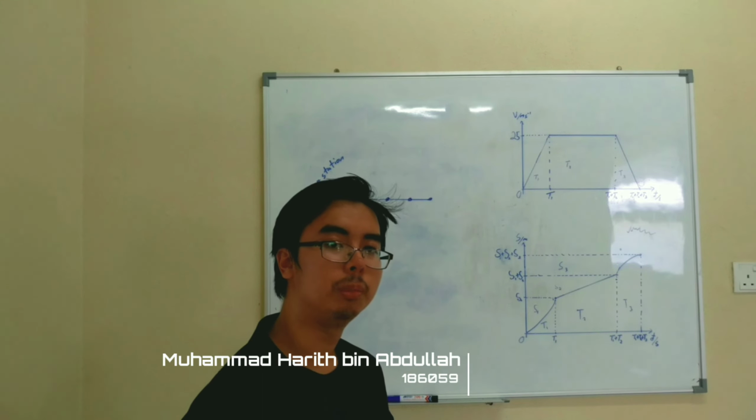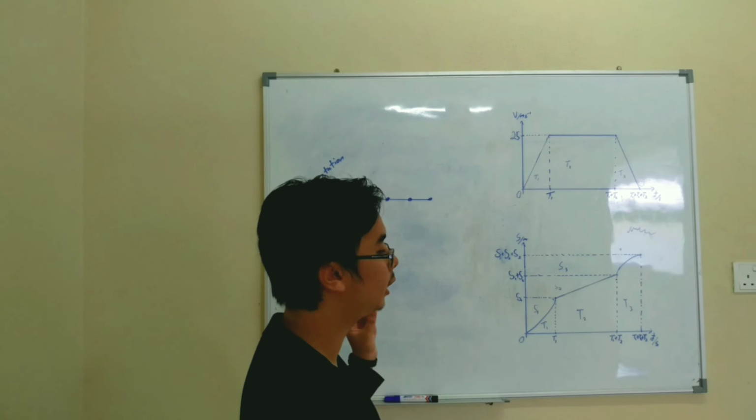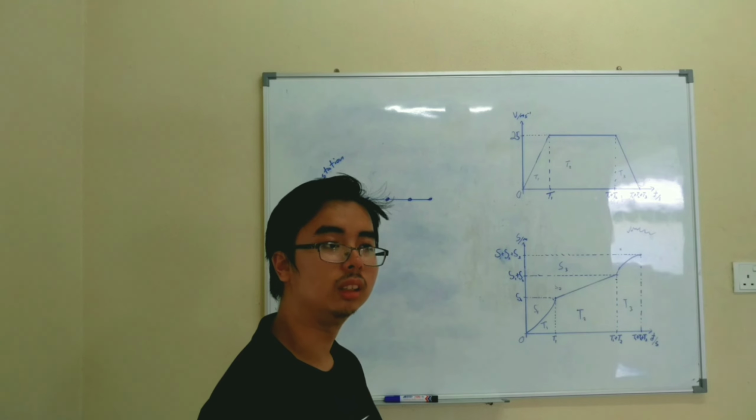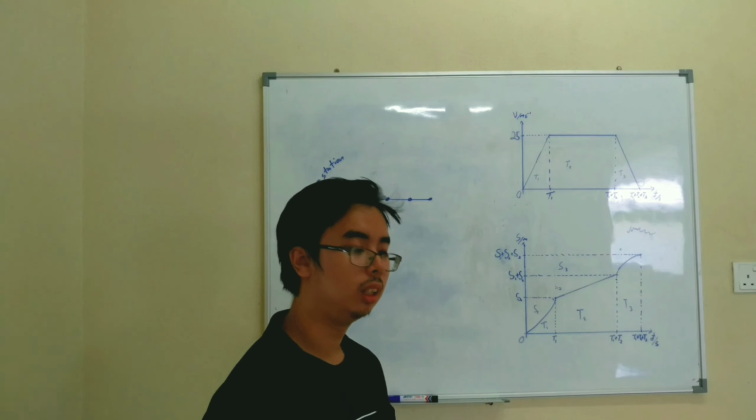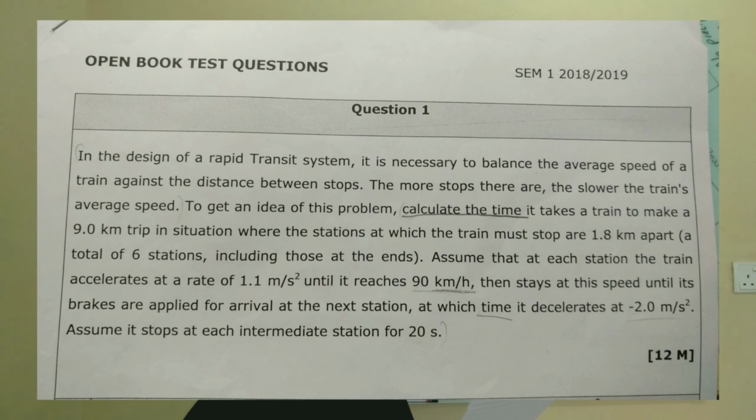Today, my group will describe a train stopping at six stations over a distance of 9 km. The stations are 1.8 km apart. The question asks us to calculate the time it takes a train to make a 9 km trip in a situation where the stations at which the train must stop are 1.8 km apart, with a total of 6 stations.